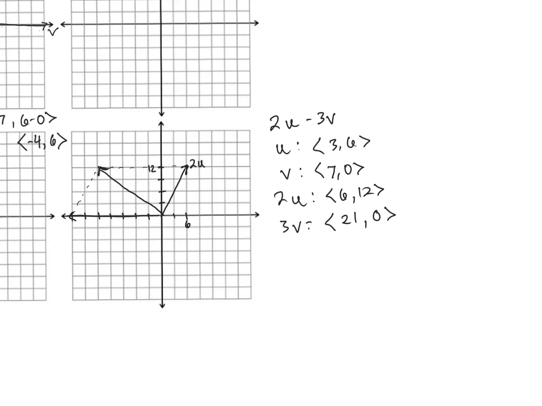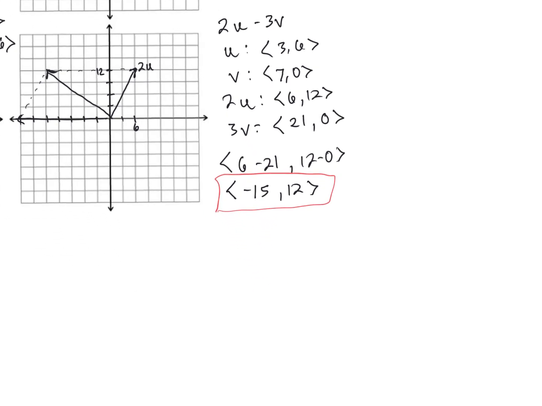And we can just subtract this. The component is then 6 minus 21 and 12 minus 0, which gives us -15, 12 for the component of 2u minus 3v. Also, we can rewrite this in terms of i's and j's if we want to do the resulting vector, and we want to rewrite this not in component form but as a linear combination. And to write that as a linear combination, we would say -15i plus 12j. i goes first, j goes second.